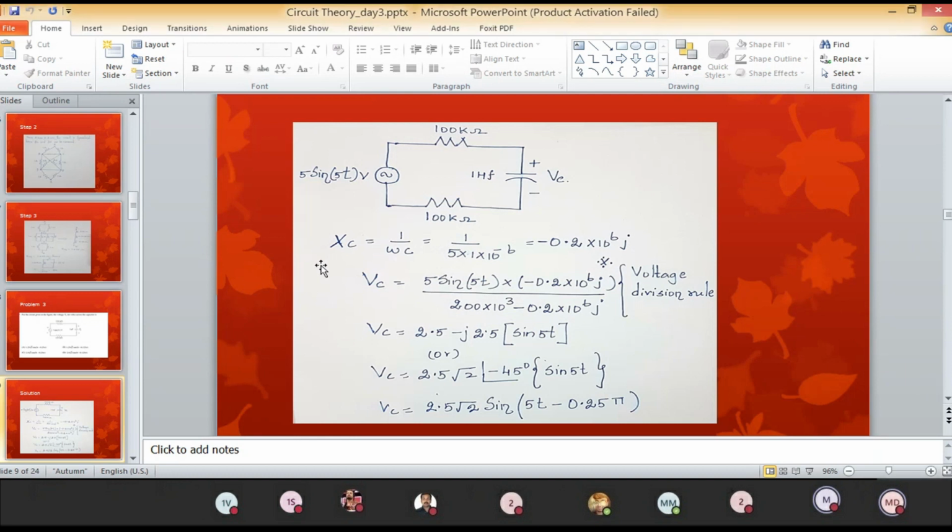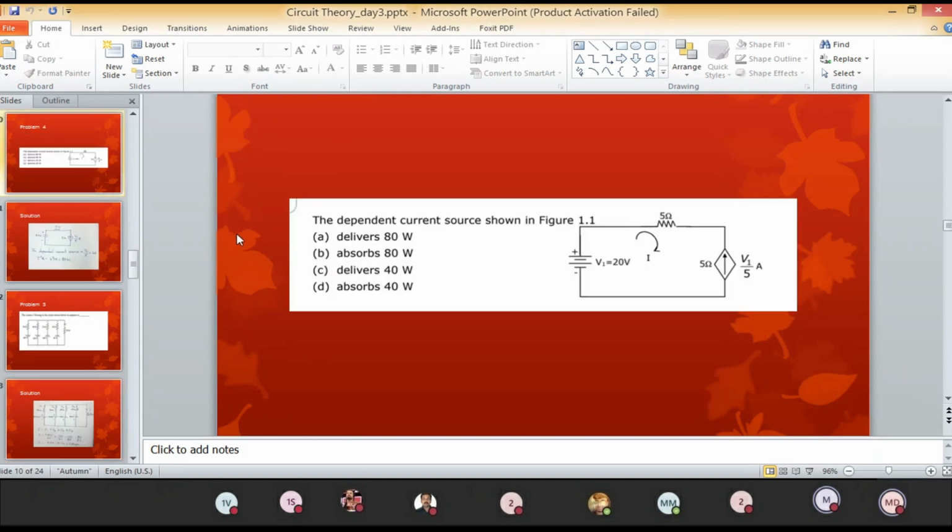Now let us proceed to the next problem. The independent current source shown delivers 80 watts, absorbs 80 watts, delivers 40 watts, or absorbs 40 watts. So you have a voltage dependent current source. That's the dependent current source. The active voltage source is 20 volts, the resistor is 5 ohms.